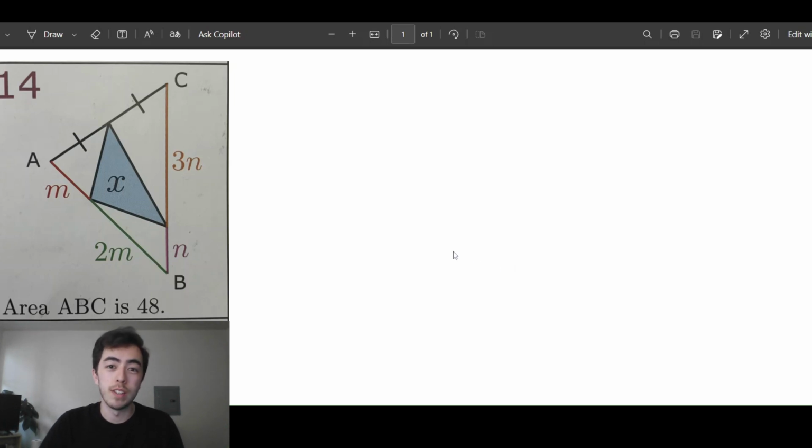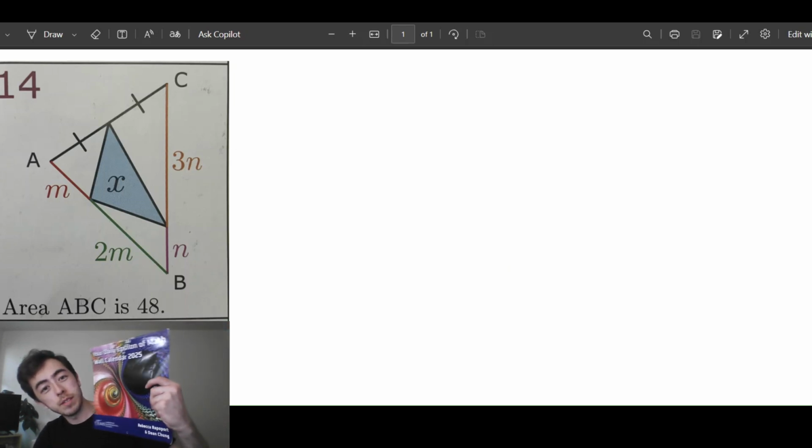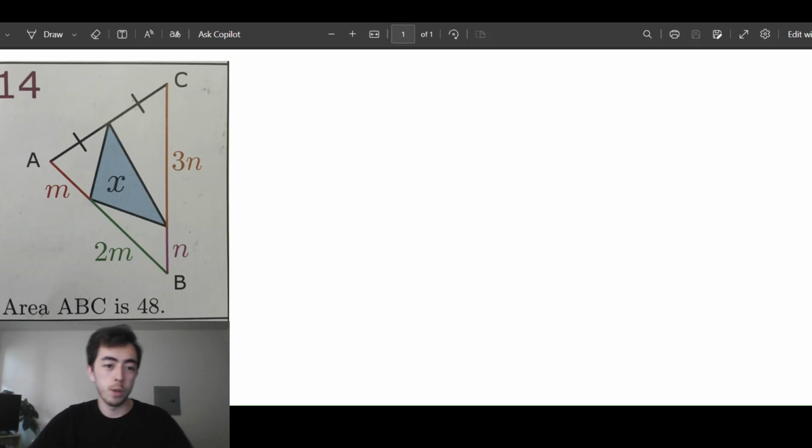It's June 14th, and we're solving problem number 165 from the Daily Epsilon calendar. And we need to show why this blue area marked with an X is equal to 14 today.